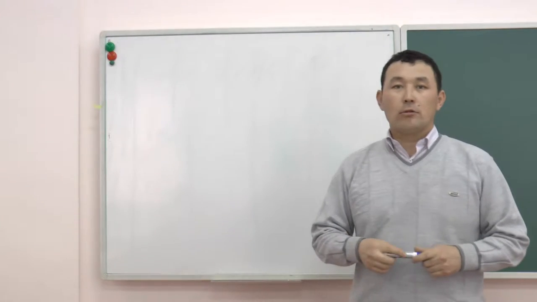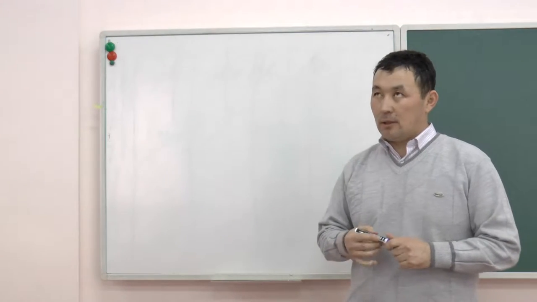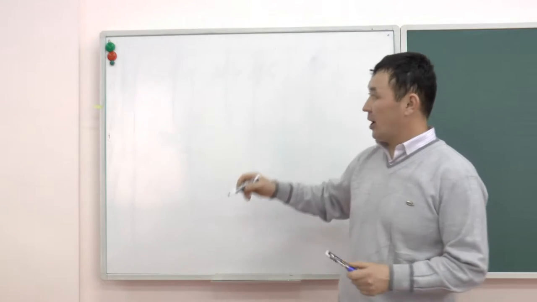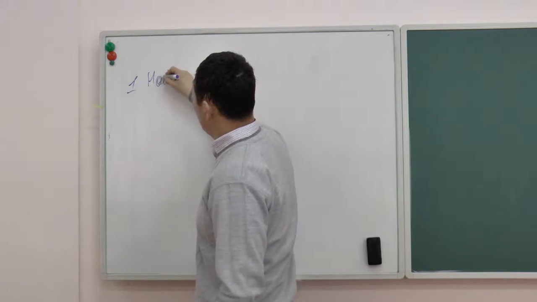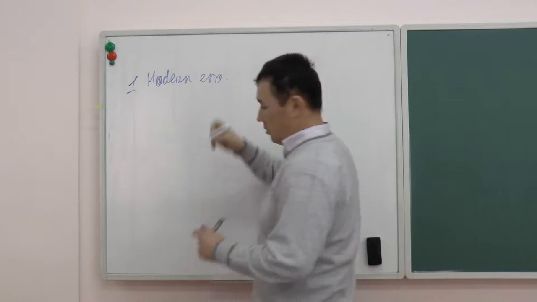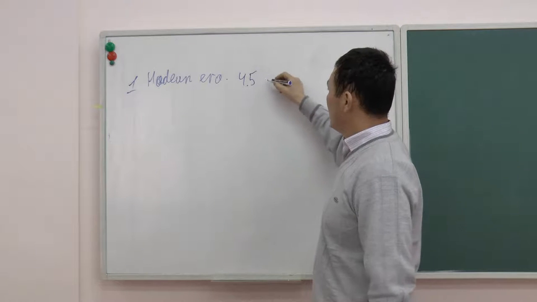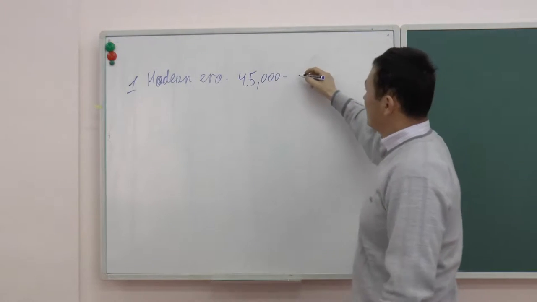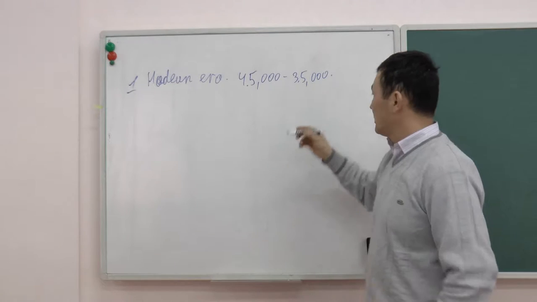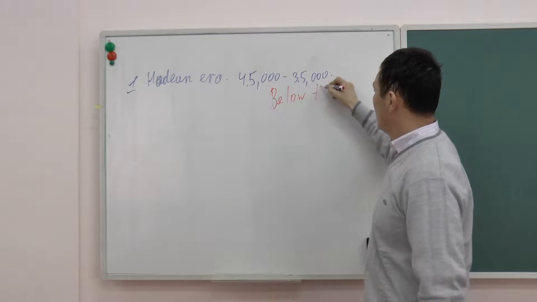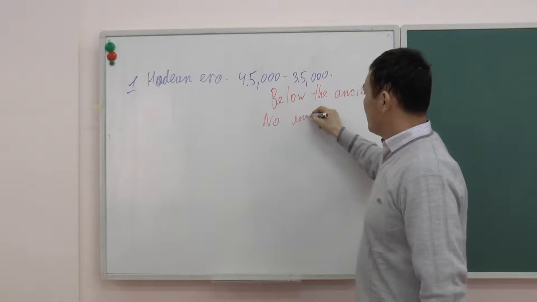So students, okay, now I'm going to give you a table which describes the development of our Earth in geological time. So, the first era is the Hadean era. As you know, it lasted from 4.5 billion years till 3.5 billion. Another name of this era is the Pre-Ancient. No organisms.